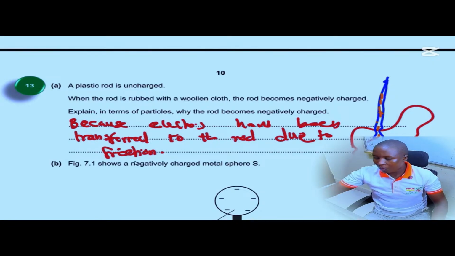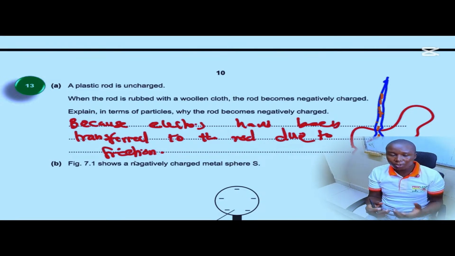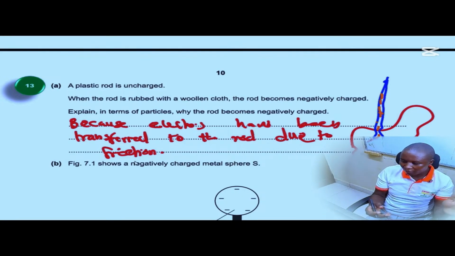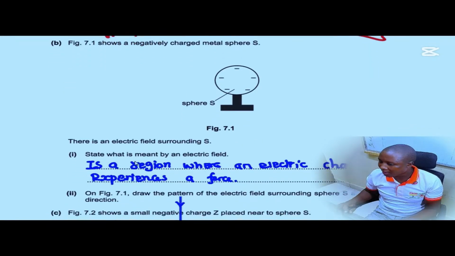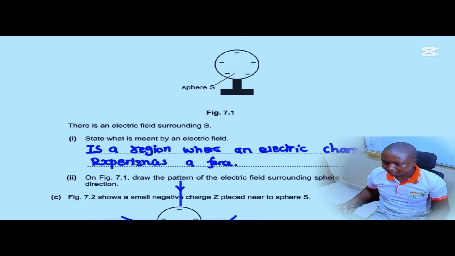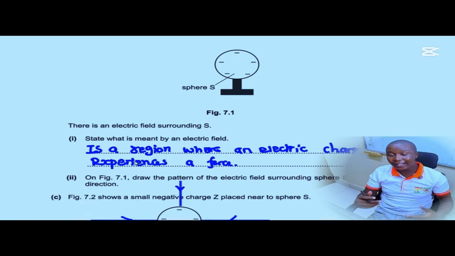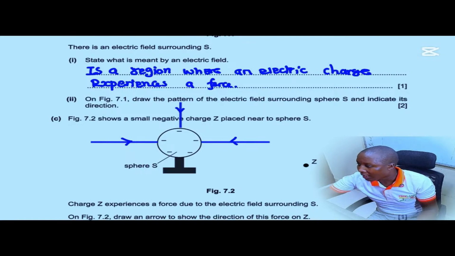So the piece of cloth is going to remain positively charged because electrons have been removed from it. We have a negatively charged metal sphere, and state what's meant by electric field. In case they ask you such a question, just respond by saying that this is the region where an electric charge can experience a force.